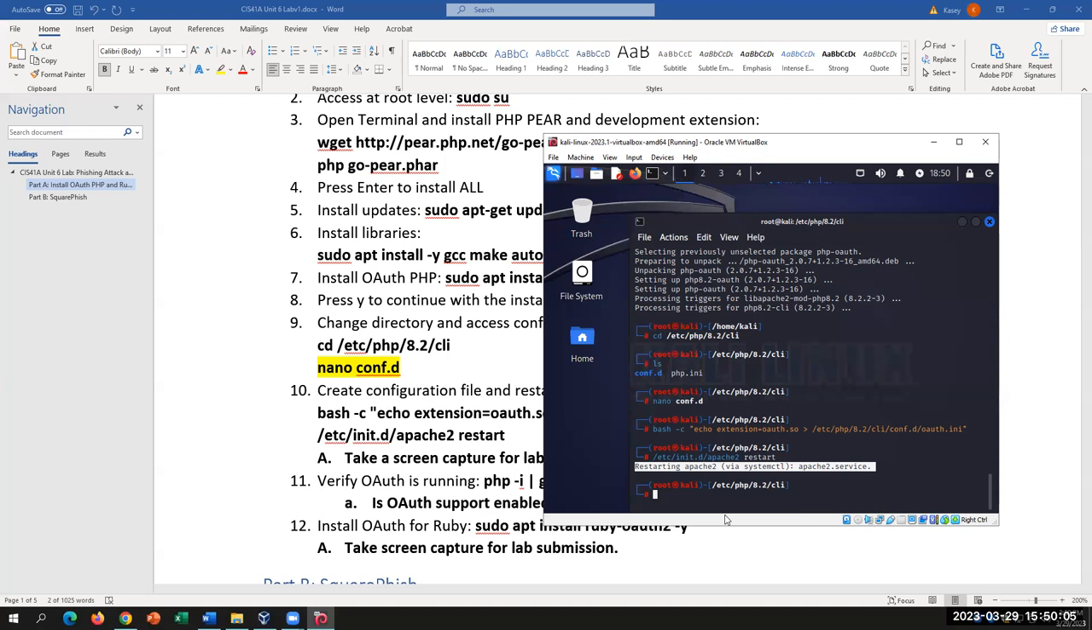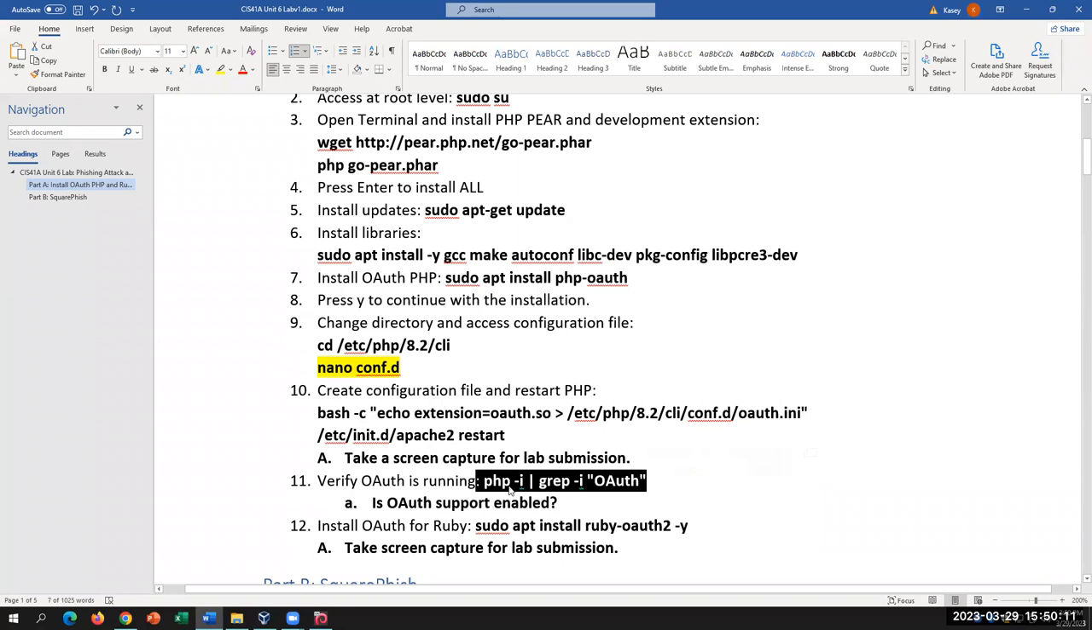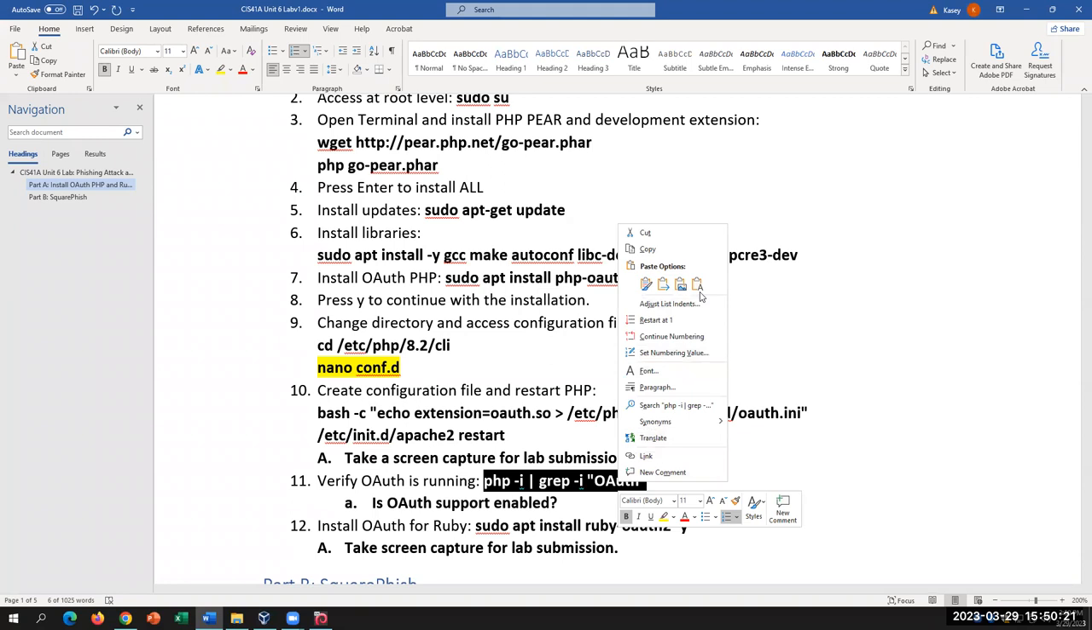Then we want to verify that PHP OAuth is working. So what you're doing is accessing PHP, and then using a grep to filter the output, and you want to look for OAuth.